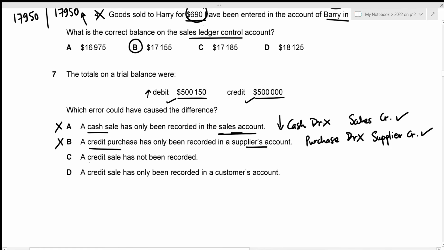The third one is a credit sale, which has not been recorded. So this is basically an error of omission. So both the debit side as well as the credit side has not been recorded, which would not cause any difference on the trial balance. So obviously option C is also incorrect.